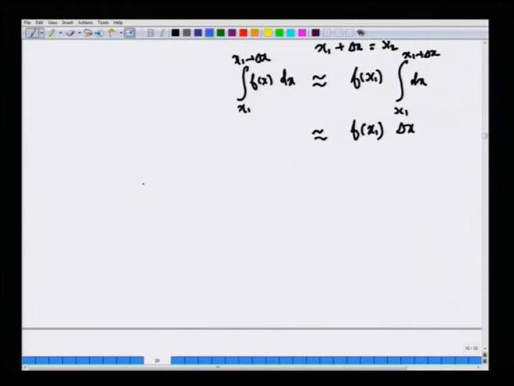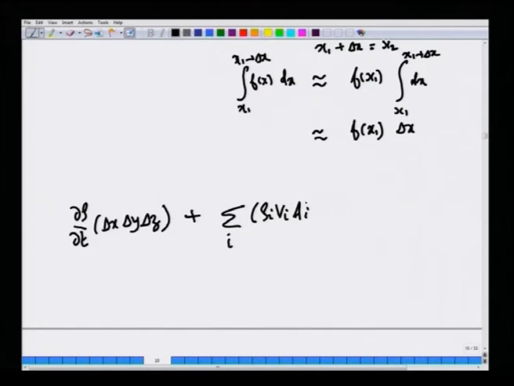Now, we have to look at the flux term. Let us go back and write that equation again. That integral has become a simple d rho dt times delta x, delta y, delta z, plus we have to evaluate all the flux terms, rho i, v i, a i at the outlets minus rho i, v i, a i over all the inlets, is 0.